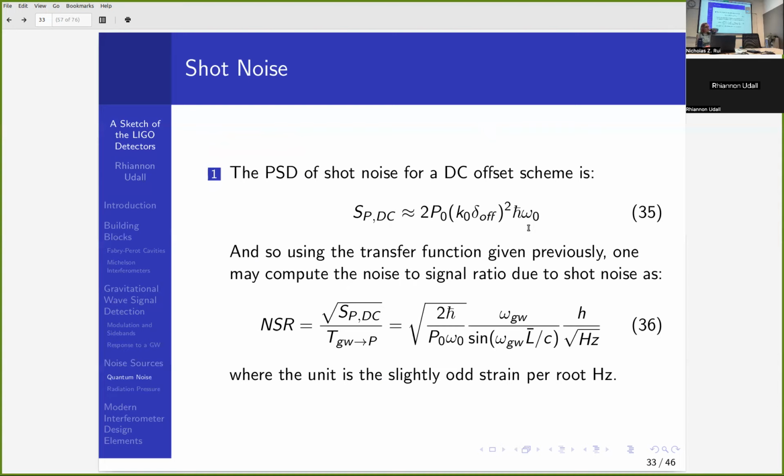If you want to compute the noise to signal ratio, which is the thing we're trying to minimize, we're going to use a transfer function from the past. You can see it looks like this. It depends as 1 over the root of the power, and it has this dependence on the gravitational wave frequency. It's nearly flat for very low frequencies, and then as you reach towards the resonance, you start to get much higher. Okay, all well and good.